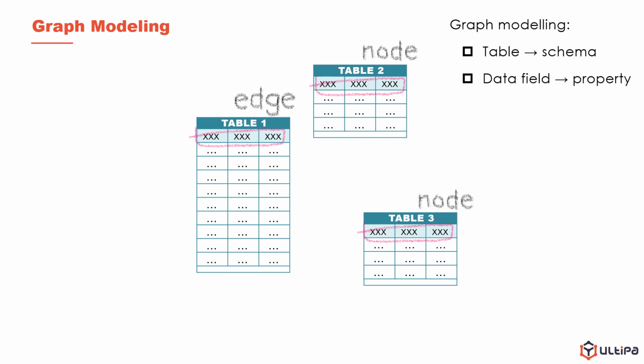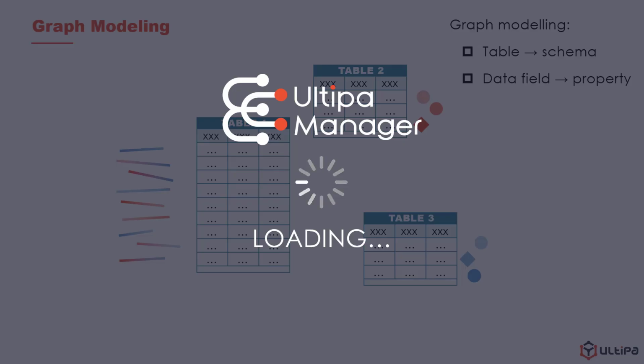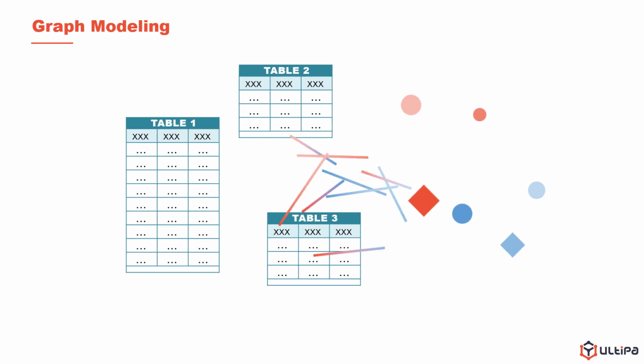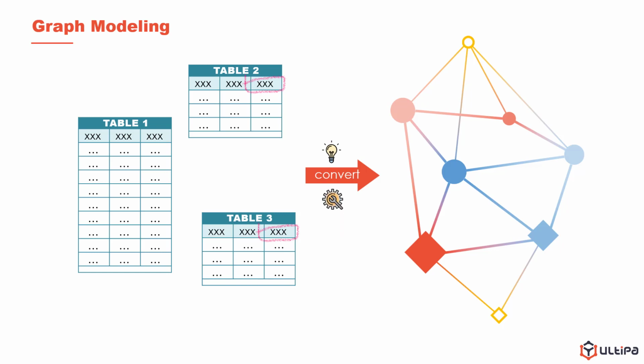When the graph modeling is done, all the table records are converted into nodes and edges. Then you need a properly designed graph visualization tool like Ultipa Manager to help you visually see the graph. The only thing that might need some effort is when some data fields need to be abstracted as nodes, in order to highlight the feature of records in a topological way. Converting tables into graph is a procedure both intuitive and technical.